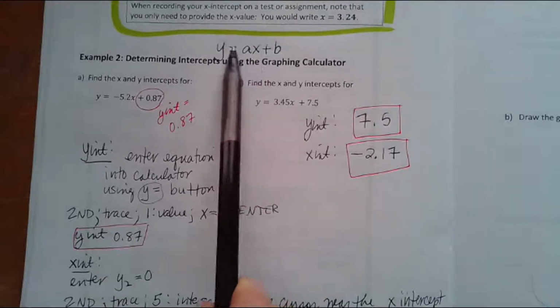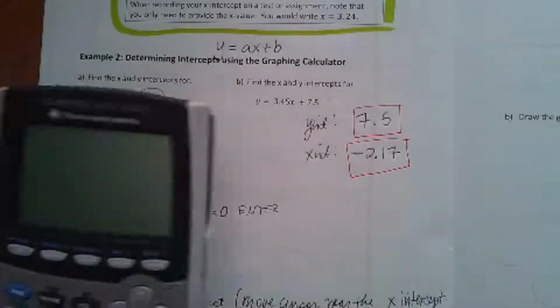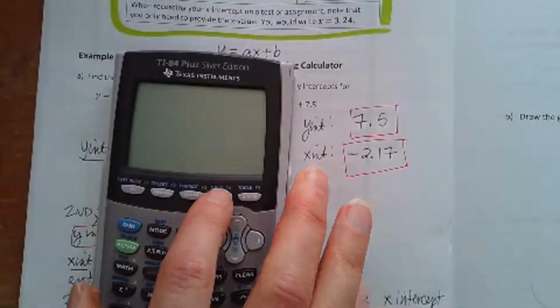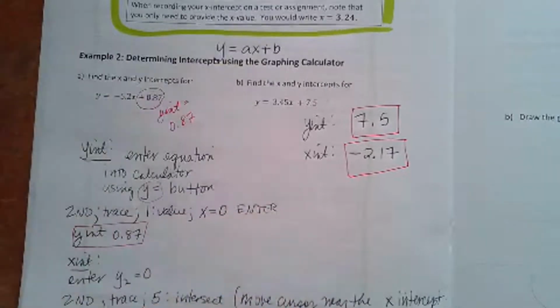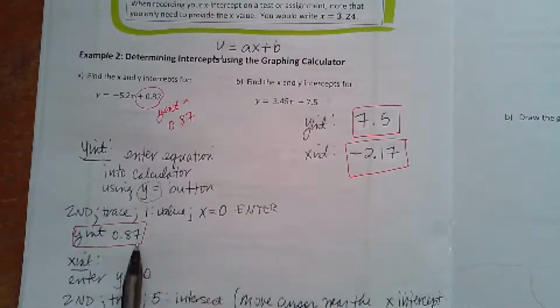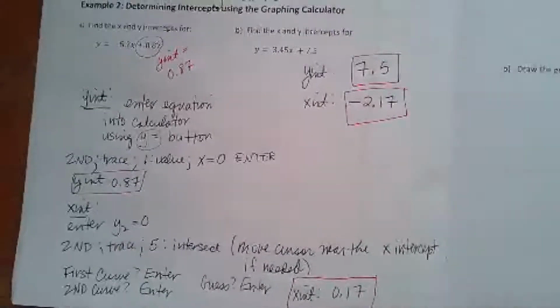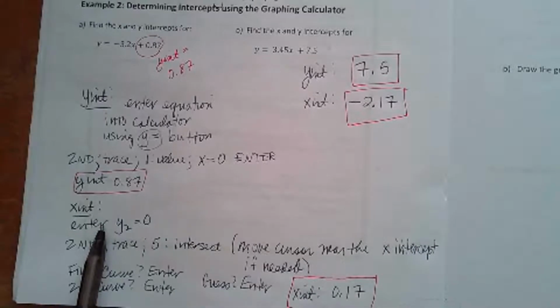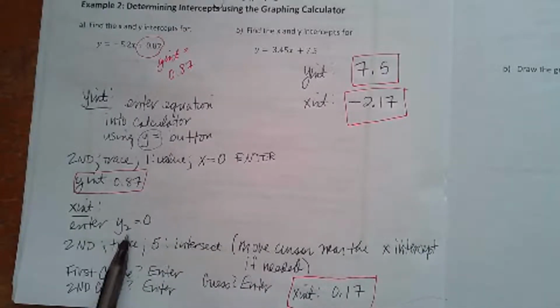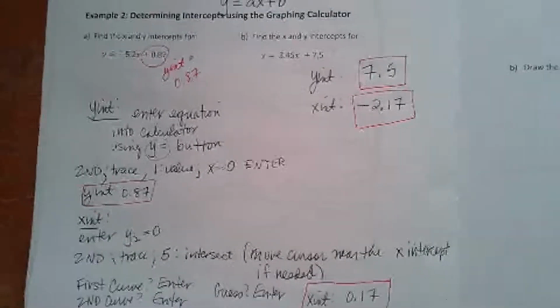To find the y-intercept with technology, it's super easy. Once you enter this into y equals, you just press the second trace button, and you'll get number 1, which says value. You press that and you enter x equals 0. Press enter again, it'll give you the y-intercept. Finding x-intercepts was a little harder because you have to enter a second equation in, and use an intersect key. And then it gives you your x-intercept.